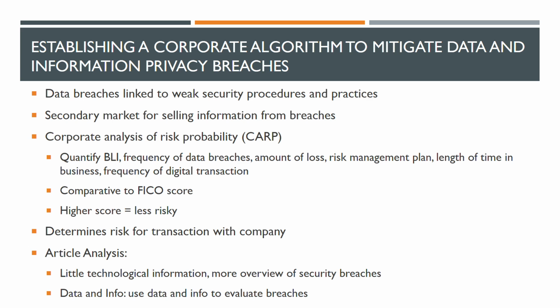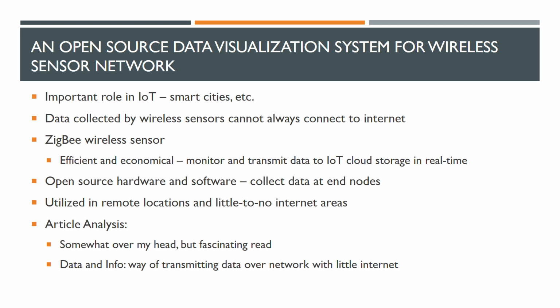However, there wasn't a lot of technical information. It was mostly an overview of security breaches and the information surrounding that. There was like half a page of information on the actual CARP scoring system, and most of that was just a setup comparing it to the FICO score. So there was little technical information. However, it did relate to evaluating breaches, which I think is a pretty important thing. So I'm going to call that a win for this week.